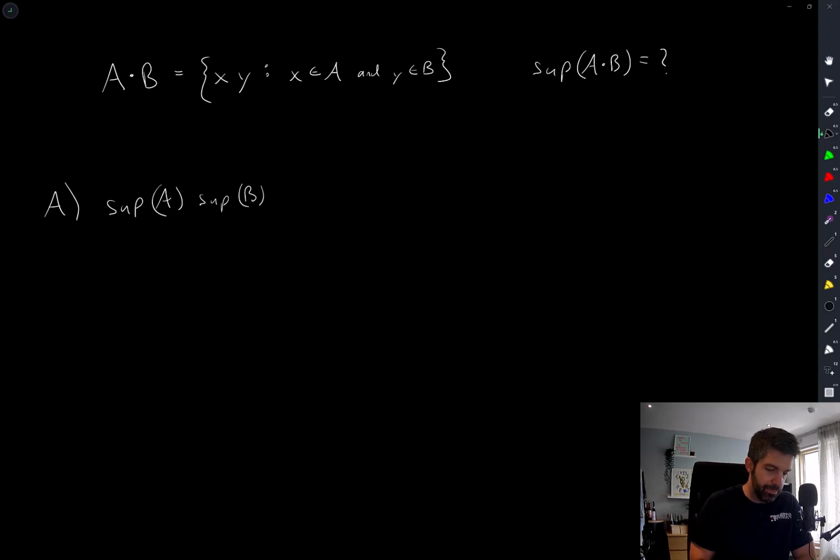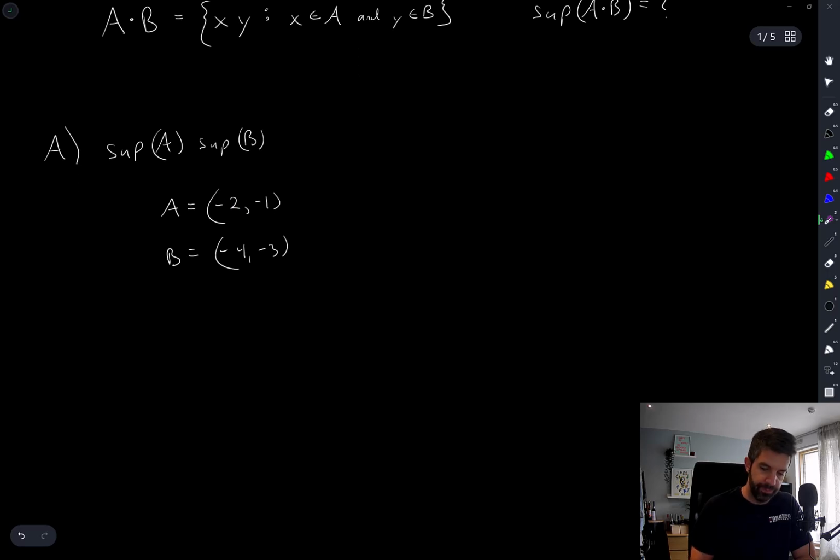If A and B are both collections of only real numbers, if A is the interval -2 to -1, and B is the interval from -4 to -3, then the supremum of A dot B is 8. The supremum of A is -1, the supremum of B is -3, but by multiplying numbers in A and B, I can get things as large as 8, which is clearly larger than 3. So A is wrong.